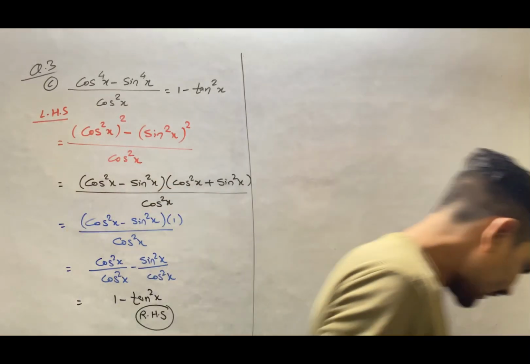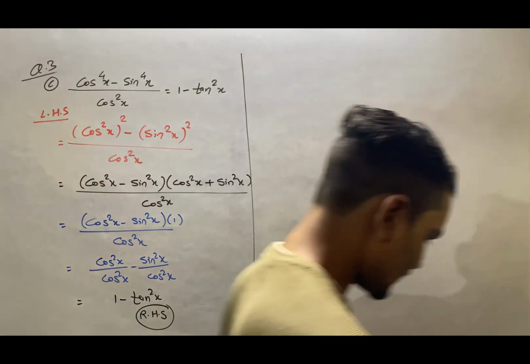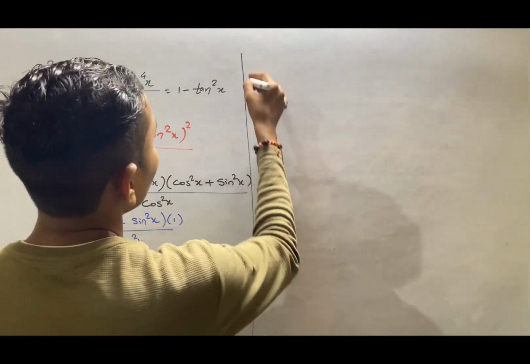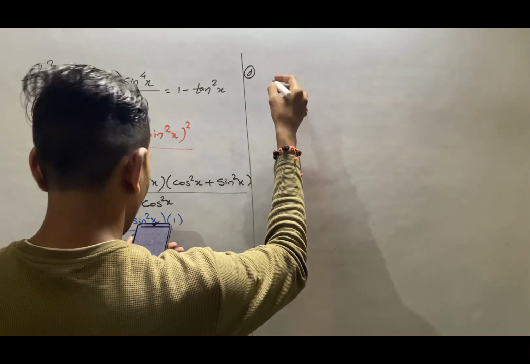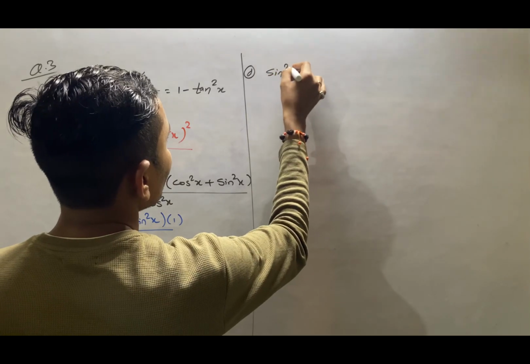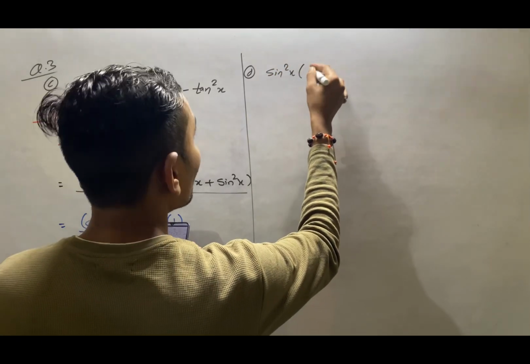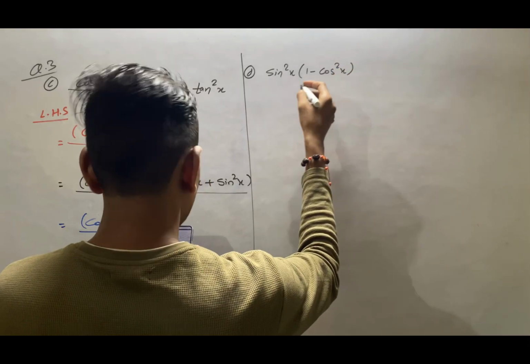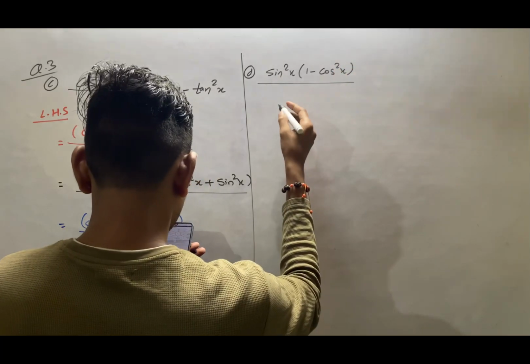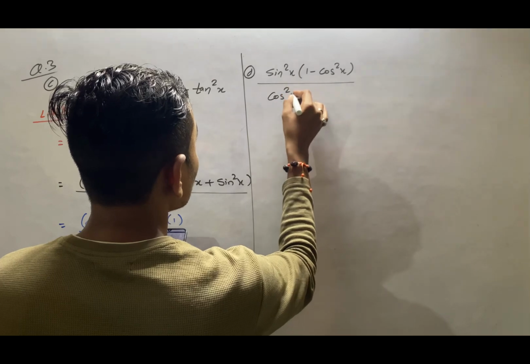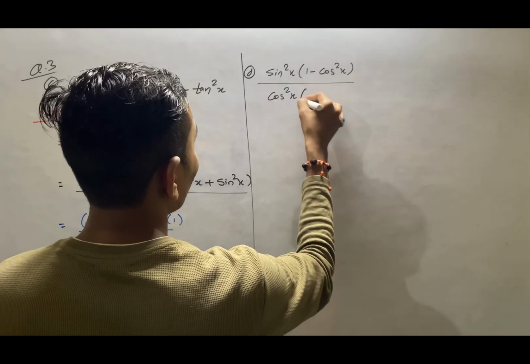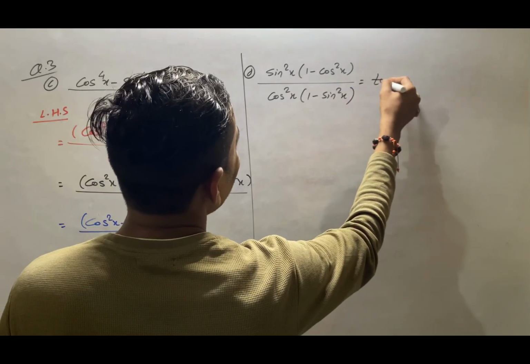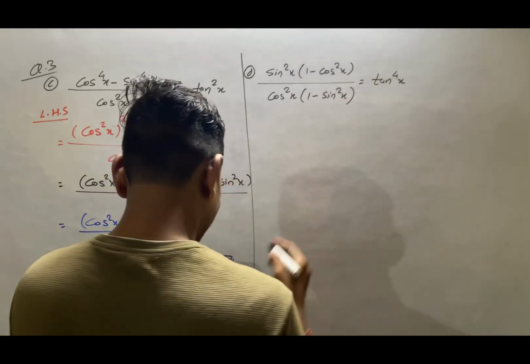Next we will try the last one as well. In D, what we have: sin square of x times 1 minus cos square of x over cos square of x times 1 minus sin square of x equals tan raised to 4x.